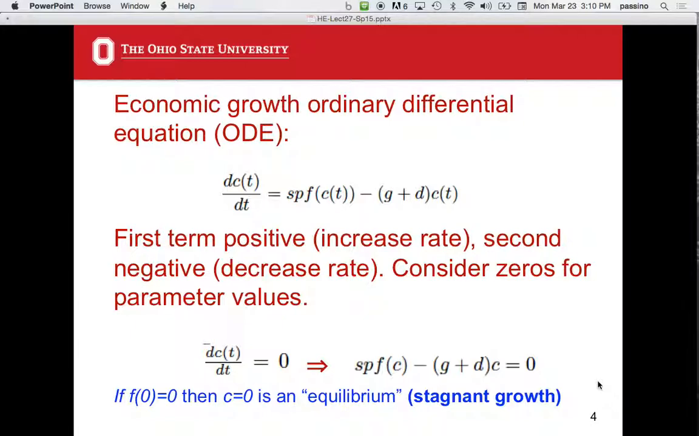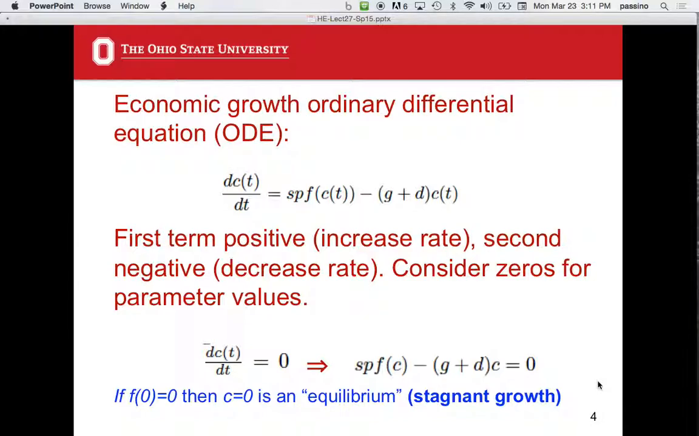Of course, that means that I can pull this term over here, and I've got S times F of C equal to G plus D times C. Now, this case is actually what you probably have studied in differential equations if you took that class. It's an important case. When this guy is zero, C values that guarantee it's zero are called equilibria. Now, that means that we'll have stagnant growth.